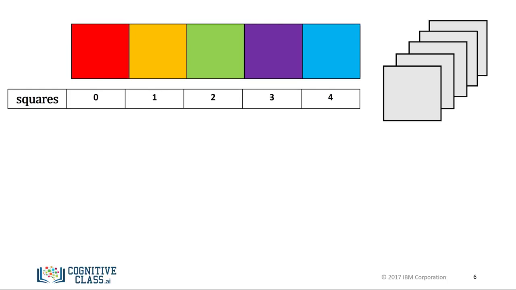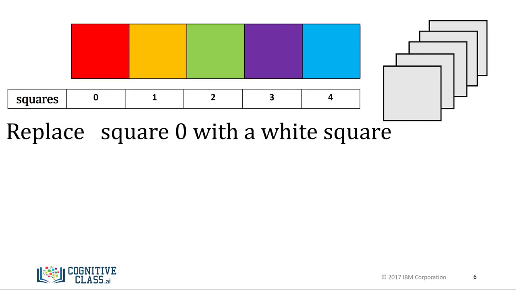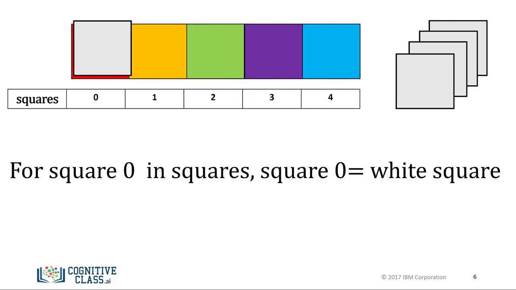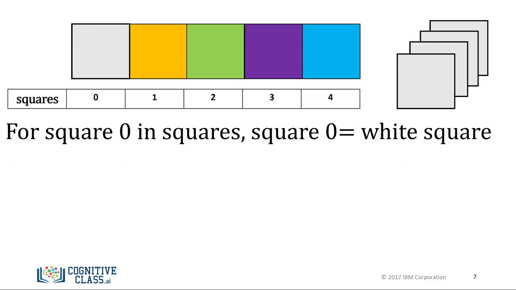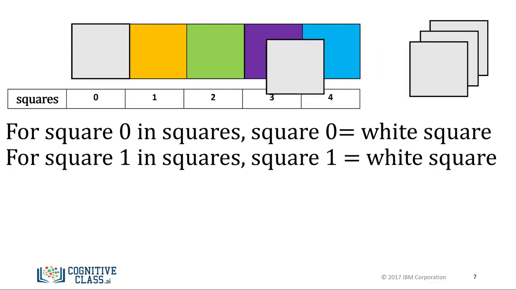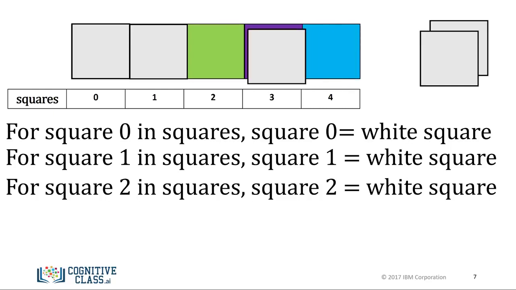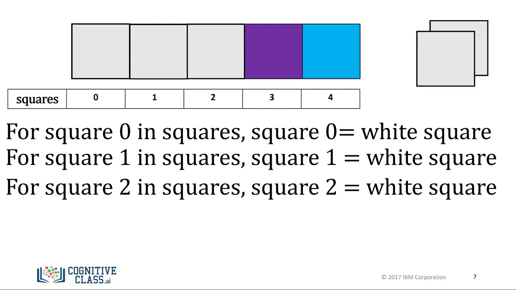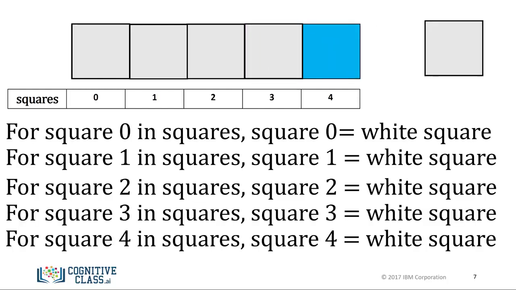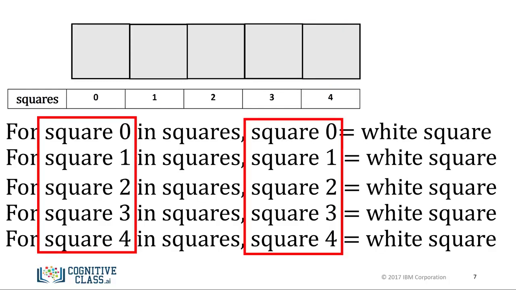Let's give each square a number to make things a little easier, and refer to the whole group of squares as squares. If we wanted to tell someone to replace square 0 with a white square, we would say: replace square 0 with a white square. Or we can say, for square 0 in squares, square 0 equals white square. Similarly, for the next square, we can say for square 1 in squares, square 1 equals white square. For the next square, for square 2 in squares, square 2 equals white square. We repeat the process for each square. The only thing that changes is the index of the square we are referring to.